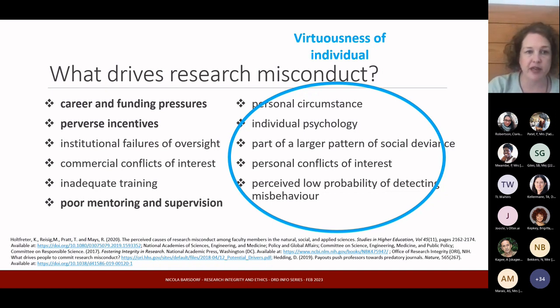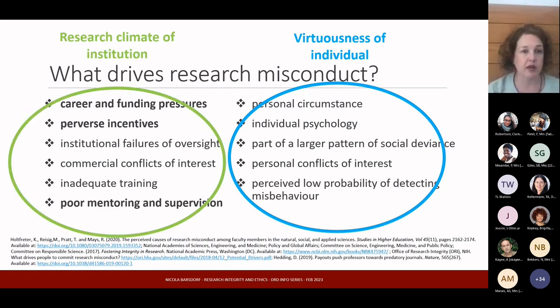And then on the left, we have factors which I think can be broadly classed as drivers that are part of the research climate of an institution. So these career and funding pressures and incentives, or institutional failures of oversight, inadequate training, poor mentoring and supervision, are all drivers that are as a result of the research climate. And so, you know, none of these operate individually. It's probably a very messy mix of both, but this helps us when we look at it to understand the drivers and where we need to direct intervention.